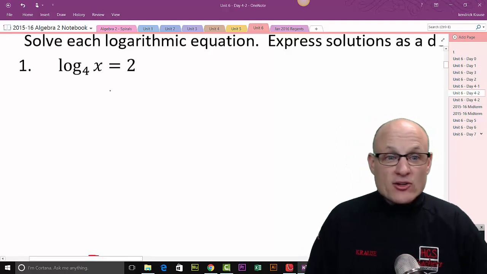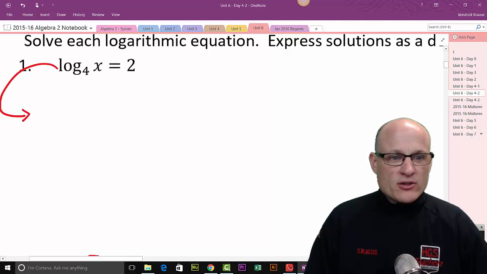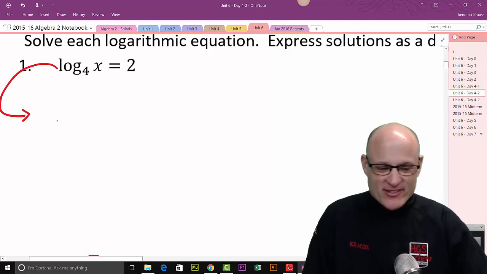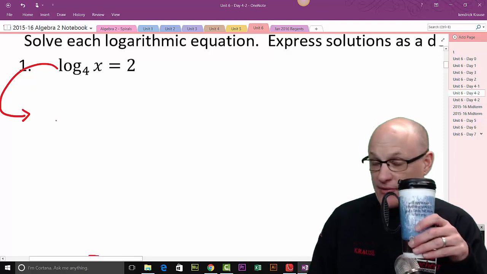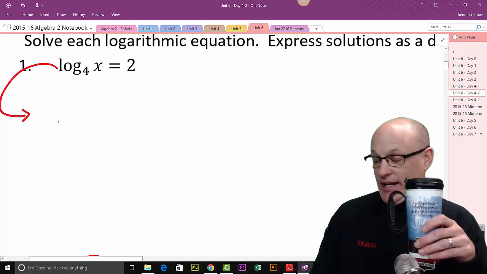If we have something in log form, what we want to do is turn it into exponential form. So it's log, I turn it into exponential form. It's all about that base. When I sing, it's all about that bass.